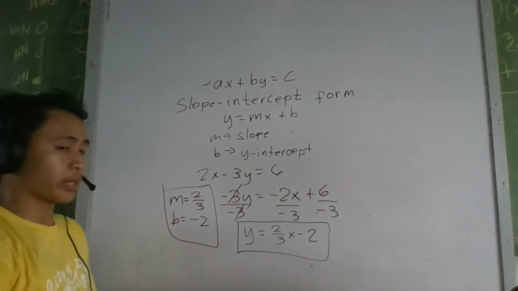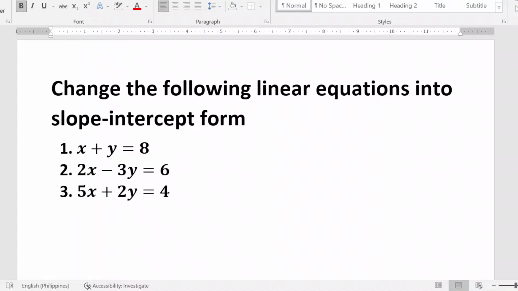So let's proceed with the last example there. Last example is what you call 5x plus 2y equals 4. So let's have 5x plus 2y equals 4.